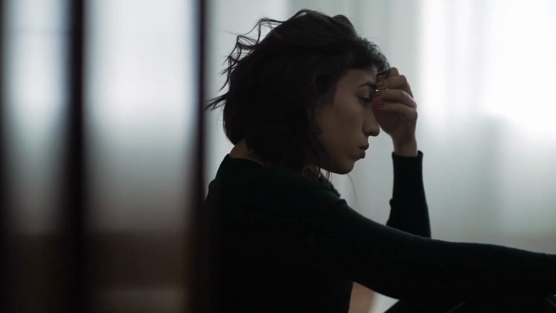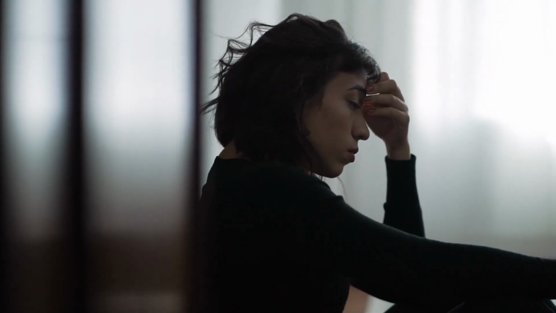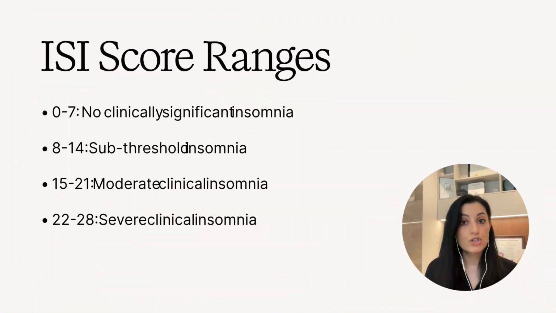That type of assessment is intentional because insomnia is not just a nighttime problem. Each of the 7 items is rated, and then those items are summed into a total score. The total ISI score ranges from 0 to 28. While scores shouldn't be used in isolation to make a diagnosis, there are some commonly used ranges that are helpful for context. A range of 0 to 7 indicates no clinically significant insomnia. 8 to 14 indicates subthreshold insomnia. 15 to 21 is considered moderate clinical insomnia. And 22 to 28 indicates severe clinical insomnia.